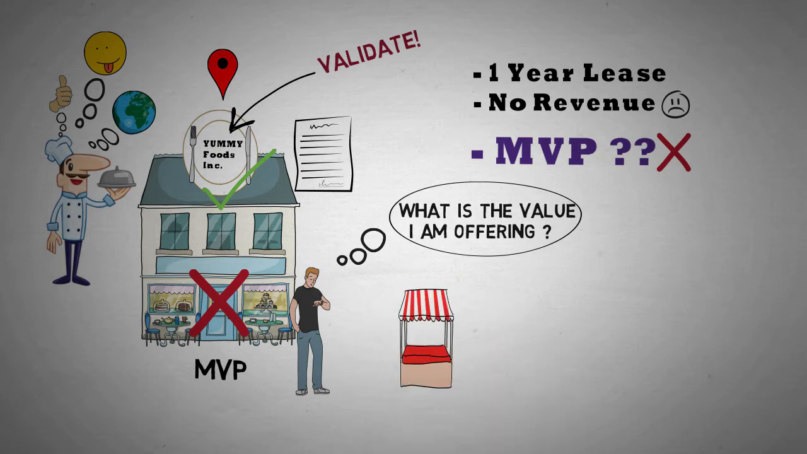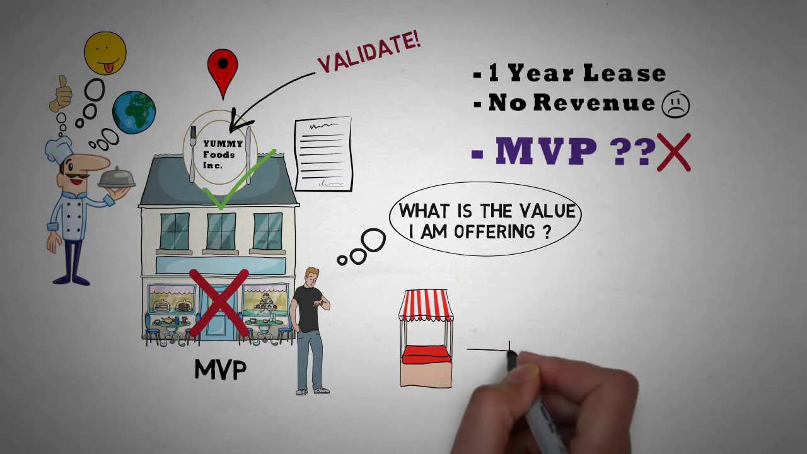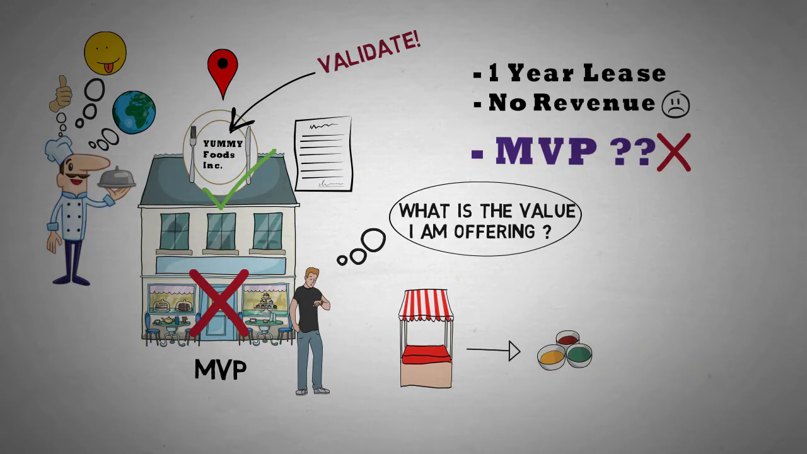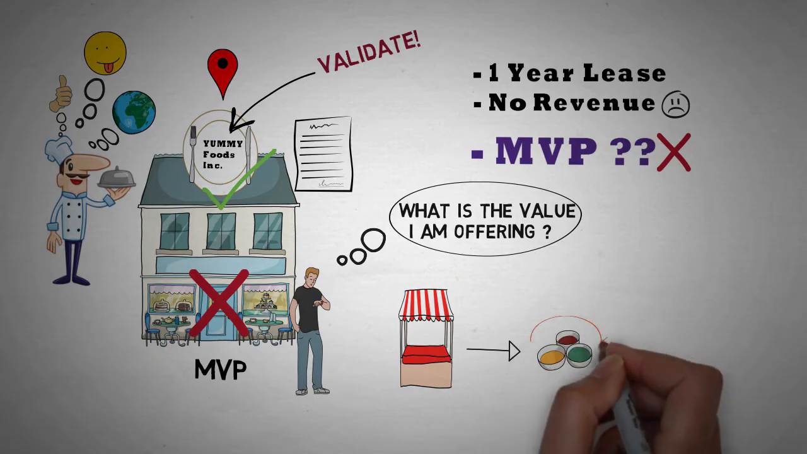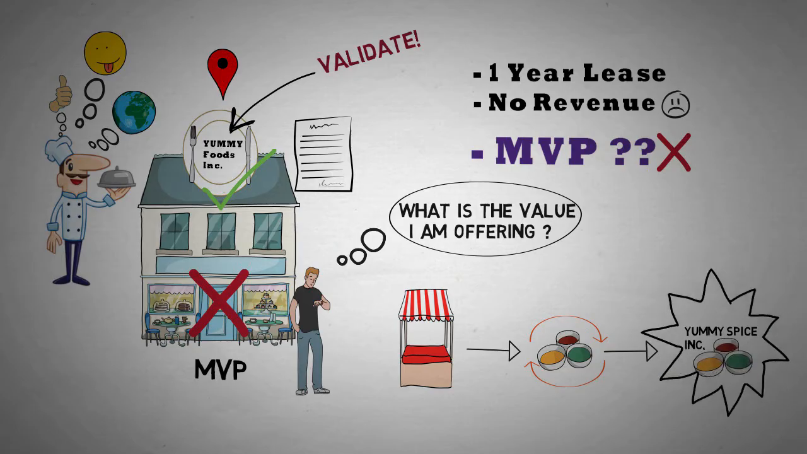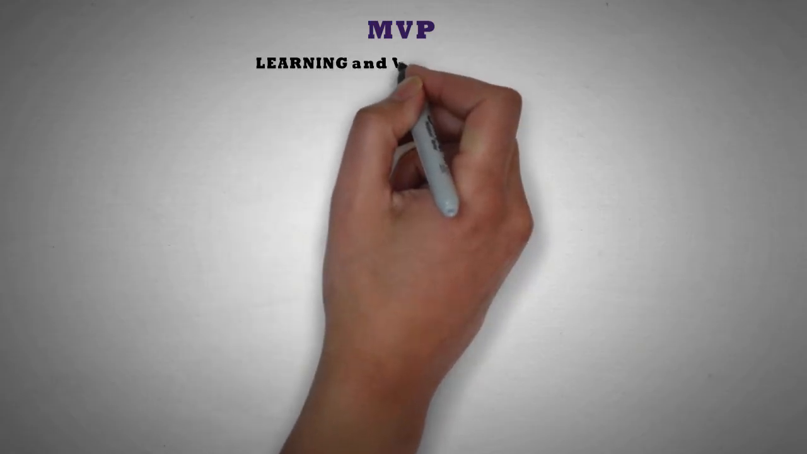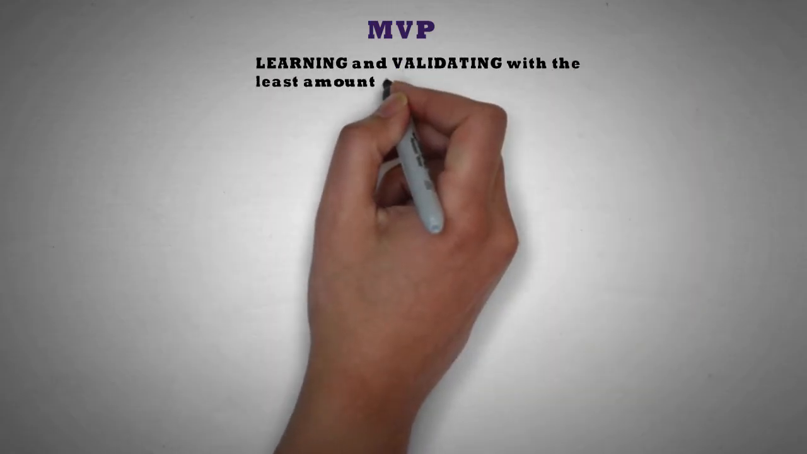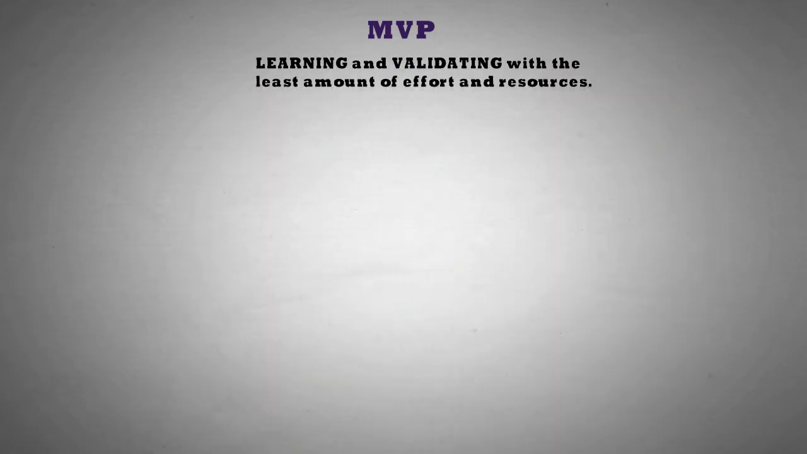Perhaps you could have opened up a food stall at a nearby event. Maybe then you would have learned that it wasn't really your dish that people loved, but the spices you used in the dish. This would allow you to iterate and instead sell your spices. And you don't even need a restaurant for that. An MVP isn't about simply releasing a reduced version of your final product. It's about learning and validating with the least amount of effort and resources.